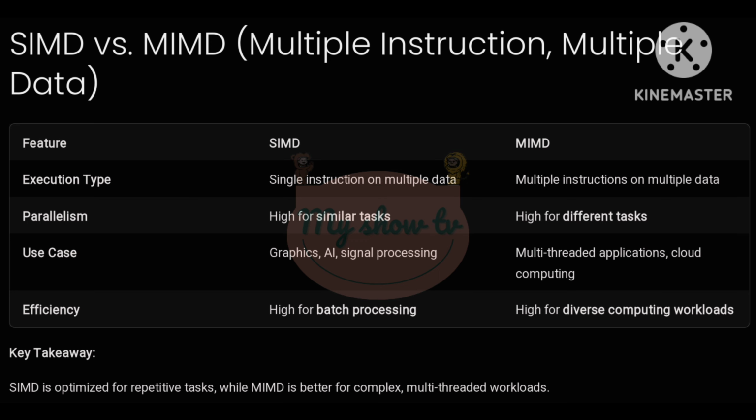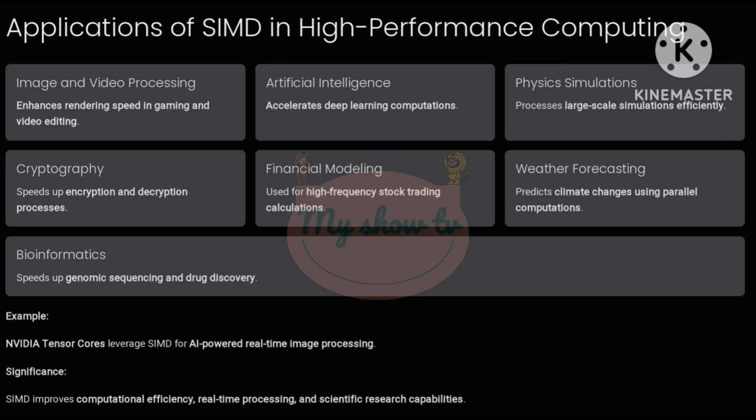3. Use cases: SIMD is used in image processing, AI, and gaming. MIMD is used in cloud computing, database management, and supercomputing. Key takeaway: SIMD is optimized for highly repetitive tasks, while MIMD is better suited for diverse, multi-threaded workloads. Slide 8. Applications of SIMD in high-performance computing.